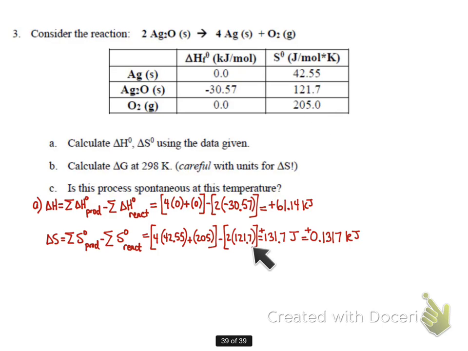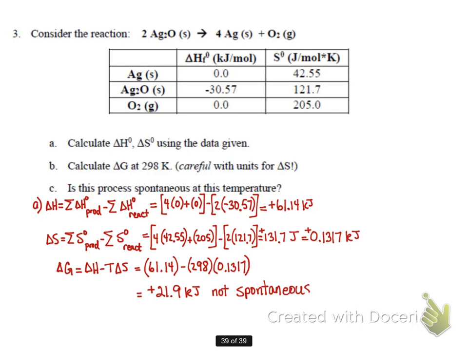And again, just like before, we're going to take our joules and convert them to kilojoules in order to use it in our delta G equation. So divide by 1,000 to get kilojoules. Put it all together to calculate delta G. At 298 Kelvin, we get delta G is positive 21.9. Because it is positive, it is not spontaneous at this temperature.